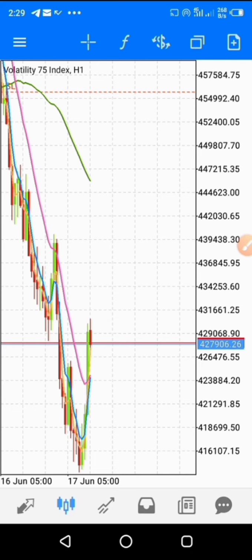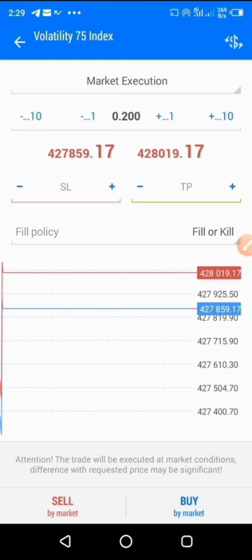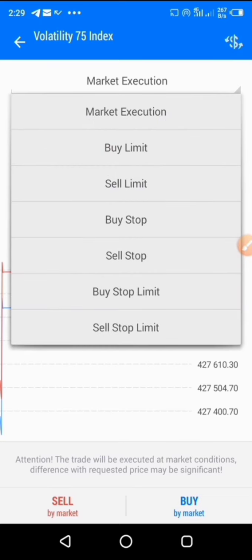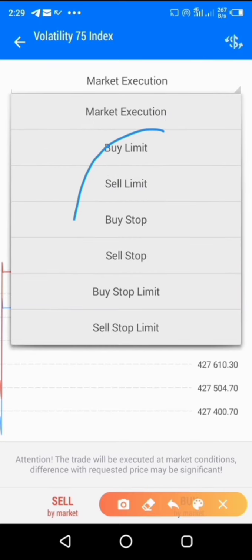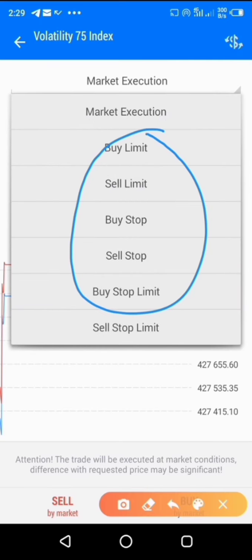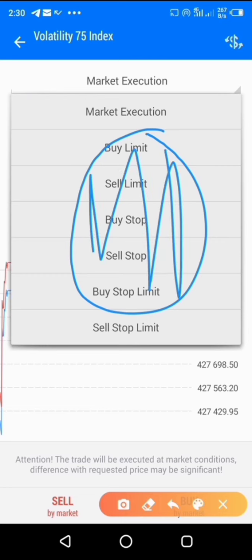You can do what is called market execution, or you can do a pending order. A pending order, as you see here, means you think price will get to a level, so you can program it right away. The advantage of this is that you are able to conveniently set up your take profit and stop loss easily without issues.